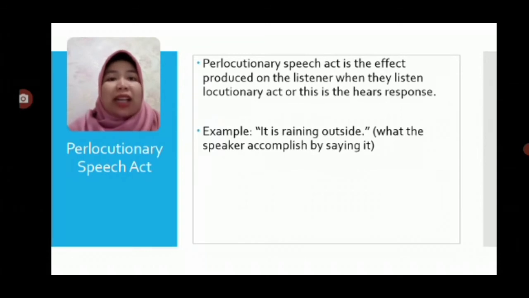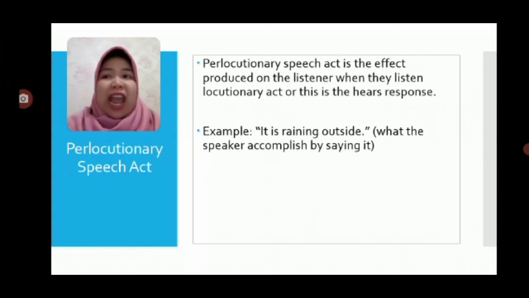And the last one is a perlocutionary speech act. Perlocutionary speech act is the effect produced on the listener when they hear the locutionary act, or this is the hearer's response. For the example of perlocutionary speech act, it is raining outside. It refers to what the speaker accomplishes by saying it.